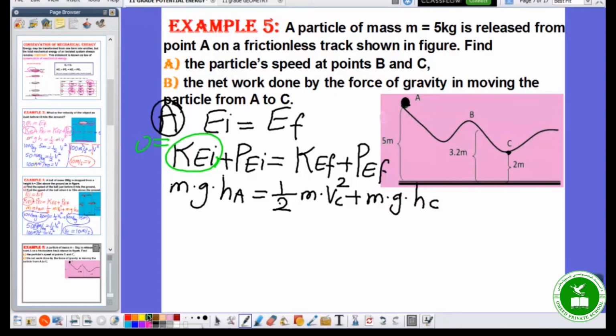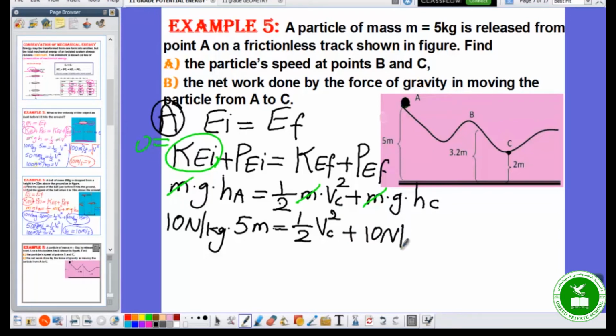Again, we just cancel common factors, mass cancels. Remaining expressions will be G, unit 10 Newton per kilogram. Height of point A is 5 meter. Should be equal to 1 over 2 VC square. VC means velocity at point C, right? Plus 10 Newton per kg times height of point C, it is 2 meter, right? Now, you see it becomes 50 and this one becomes how much? 20. 50 minus 20 becomes 30, right?